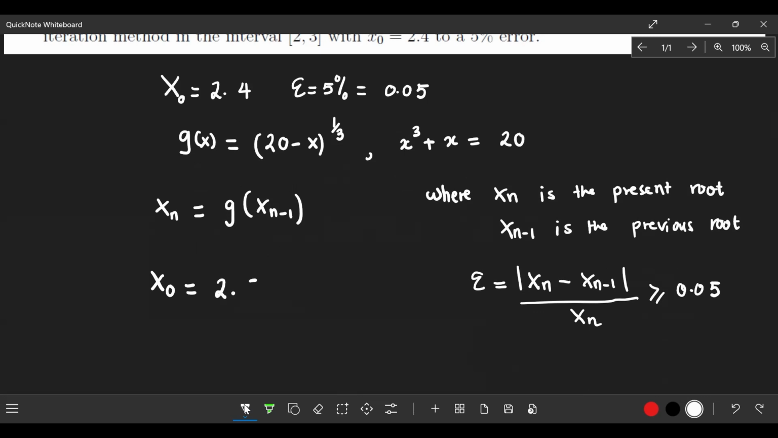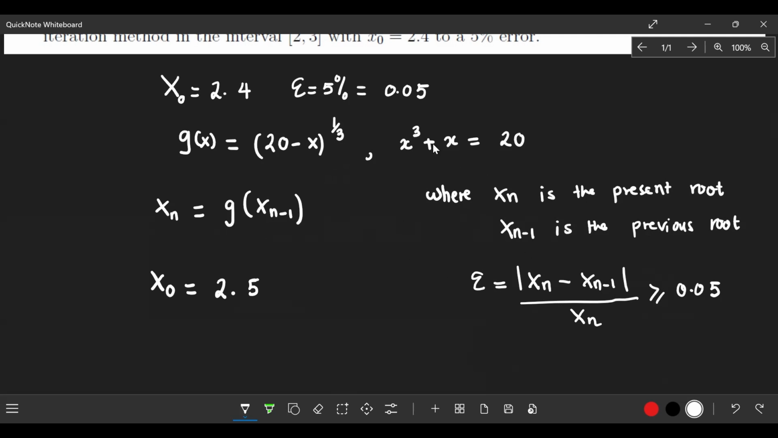Every time we do the iteration, we have to check this condition, the relative error. The relative error is simply the present approximation minus the previous approximation, divided by the present approximation. So x n is the present root, while x n minus 1 is the previous root. We'll be checking every time: once we get the root, we check this condition and compare it with 0.05.